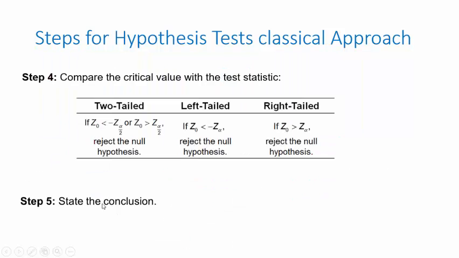Step 5 is to state the conclusion, which depends on whether we reject the null hypothesis or not. If we reject the null hypothesis, we say there is enough evidence to support the alternative hypothesis. If we do not reject the null hypothesis, we say there is not enough evidence to support the alternative hypothesis.